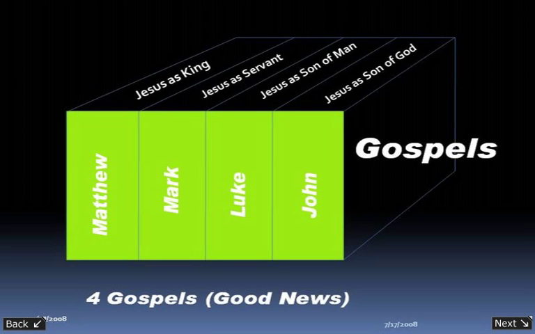We have the four Gospels. Gospels means good news. We have Matthew, who sees Jesus as the King. We have Mark, who sees Jesus as the servant. We have Luke, who sees Jesus as the Son of Man. And we have John, who sees Jesus as the Son of God.